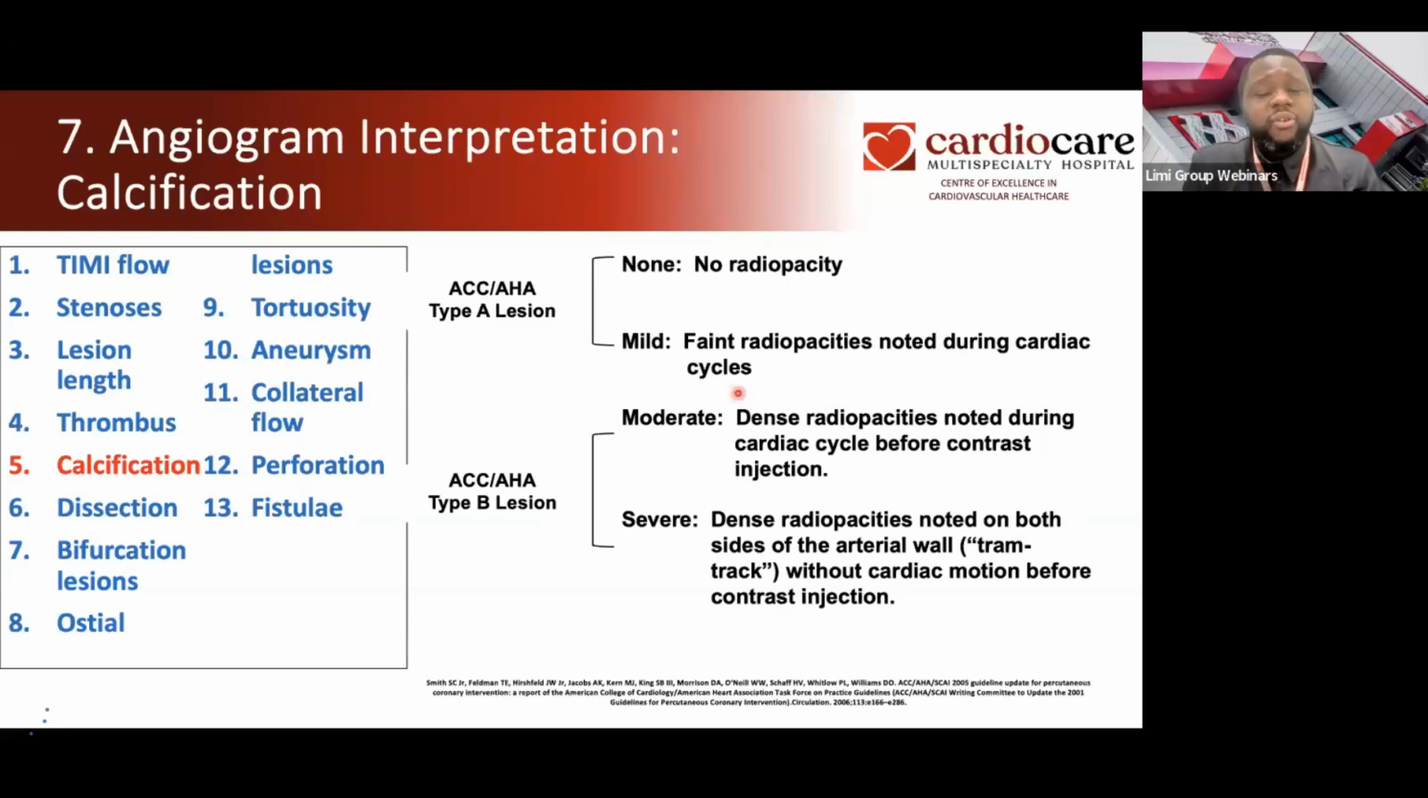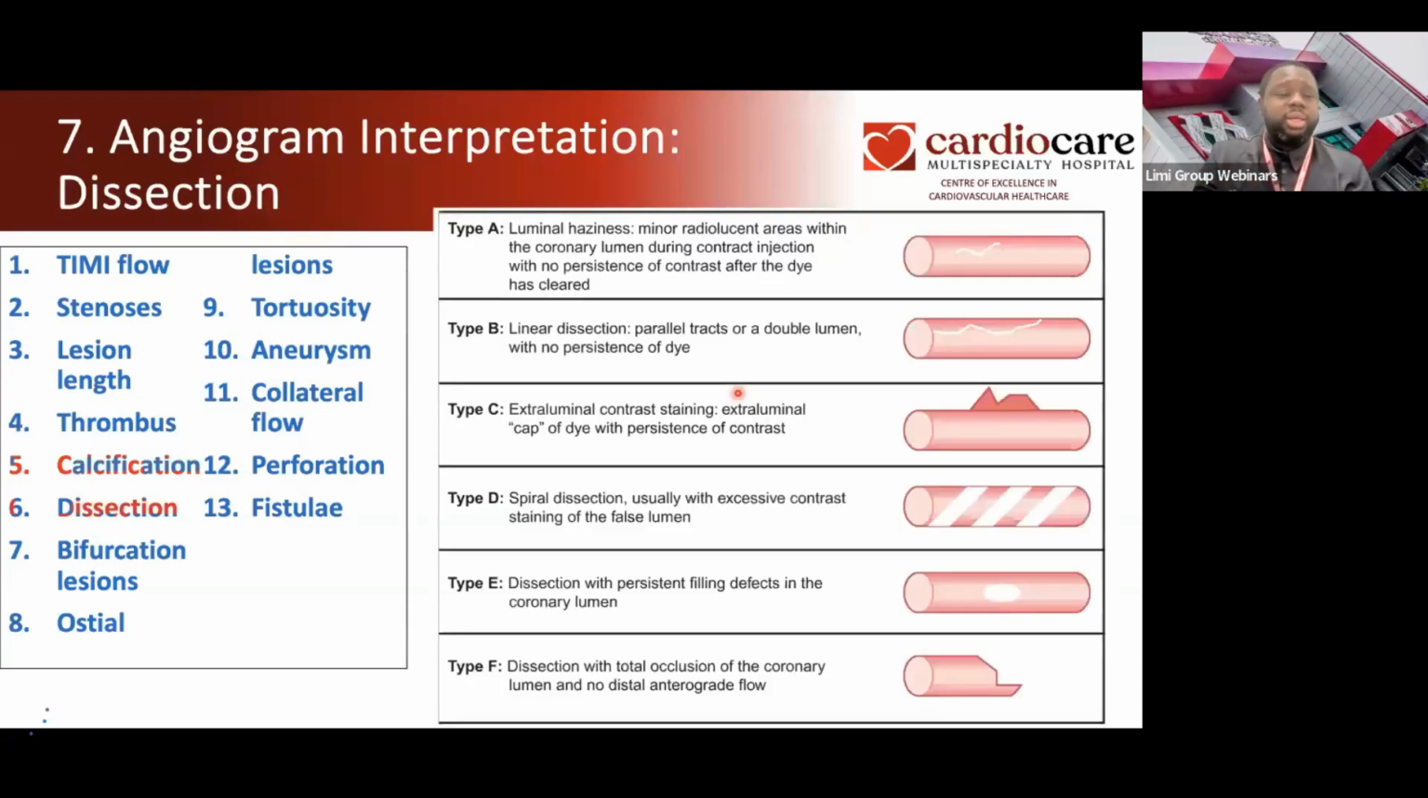And there's ways of classifying this. ACC has type A, type B lesion, and you could also do mild, moderate, severe. The kind of one we saw in that video is severe, which is like a tram track. You can see the entire vessel wall and vessel outline, even in that regard.